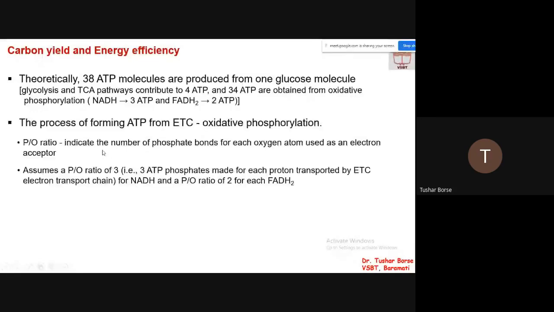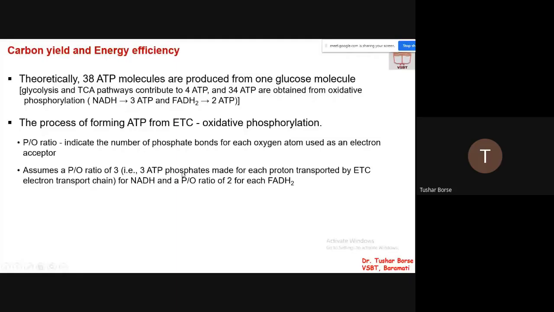Now this process of forming ATP from the ETC, as we know, is called oxidative phosphorylation, and in that I told you that there is one factor which is calculated, called the P by O ratio. So what is this P by O ratio? It indicates the number of phosphate bonds for each oxygen atom used as an electron acceptor. Fine. For NADH, what we have considered here is 3 ATP phosphates, while for FADH2 it is a P by O ratio of 2. Okay.